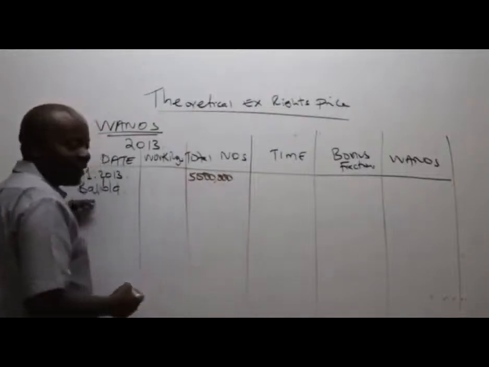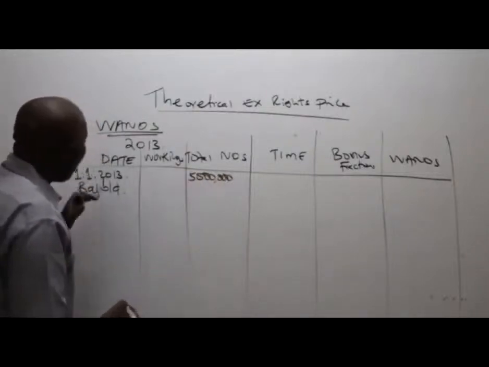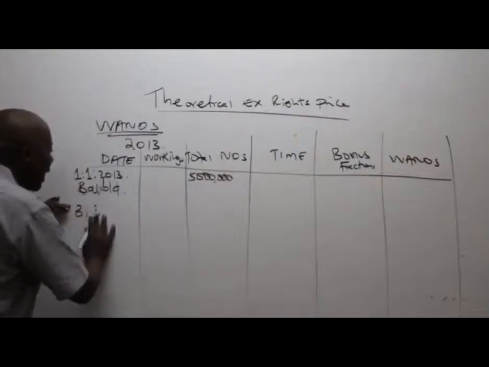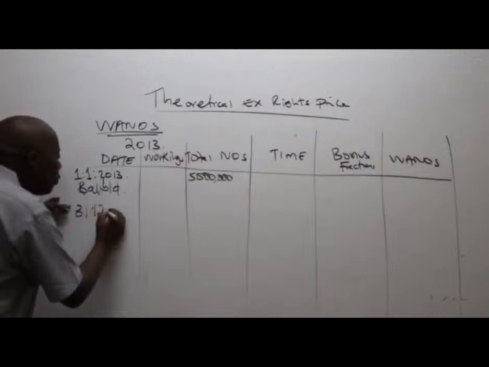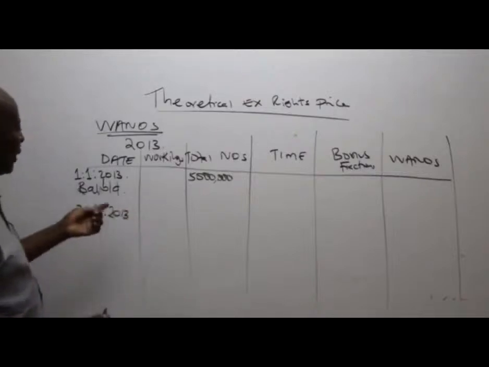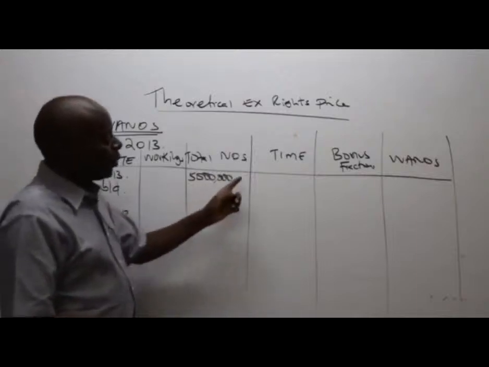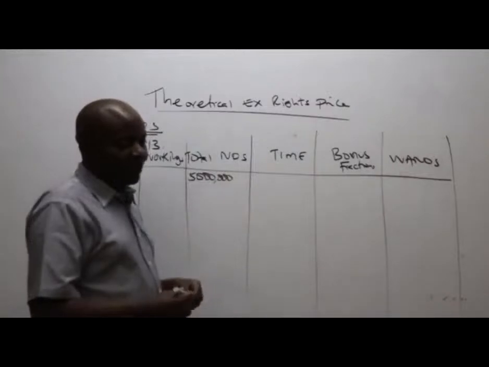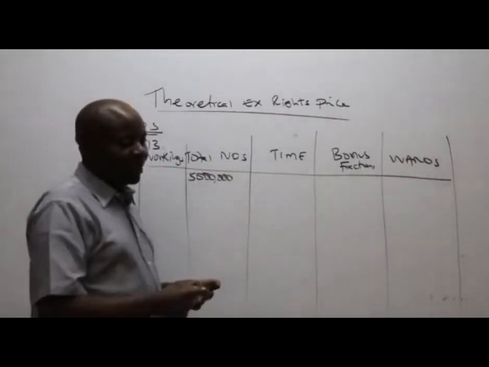5 million. Ladies and gentlemen, all the way up to the end of 2013, there was really nothing here. If you look at this very well, up to the end of 2013, let me count how many months there are.